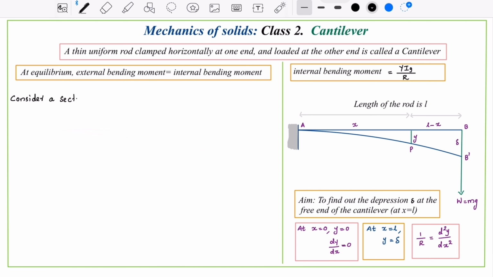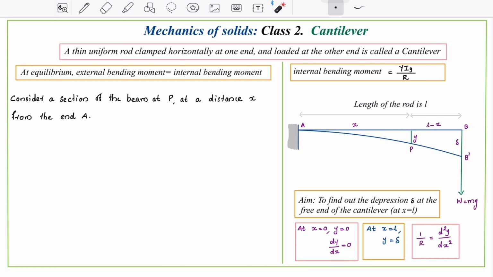To find out the external bending moment, consider a section of the beam at P. Now P is at a distance x from the clamped end. Consider a section of the beam at P at a distance x from the end A, that is a fixed end. This is the section you have to consider, and P is at a distance x from the end A.